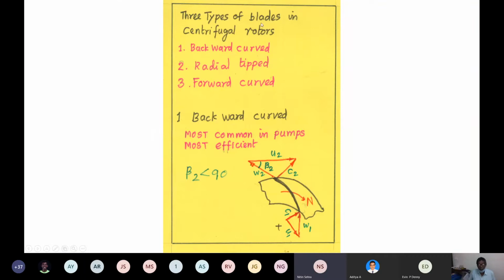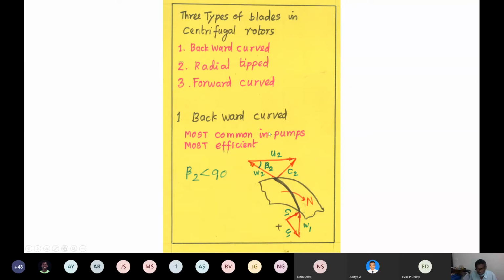Yes, sir. So first we'll see the different types of blades in centrifugal rotors. Centrifugal turbomachinery rotors. The blades can be backward curved, radial tipped, forward curved. Most of the sketches where the blades were indicated so far were backward curved, and that is the most common in pumps. It is the most efficient also.